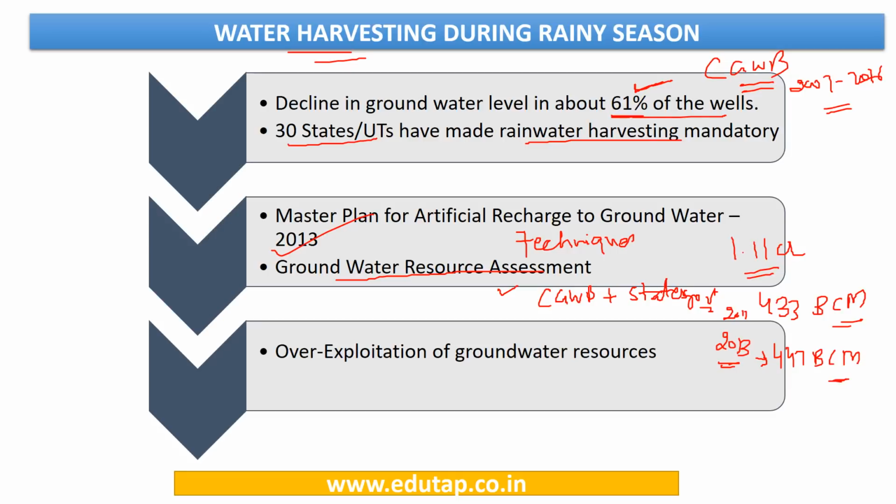Also, it has been found that a large number of groundwater resources are overexploited, and this figure comes out to be about 16%. So out of the total assessment units under the groundwater resource assessments, about 16% of the units have been categorized as overexploited. So we need to take steps to control this overexploitation, as well as to recharge the groundwater in order to ensure a sustained supply of water for utilization in the longer term.